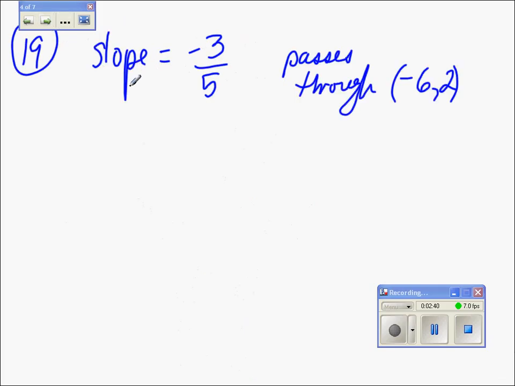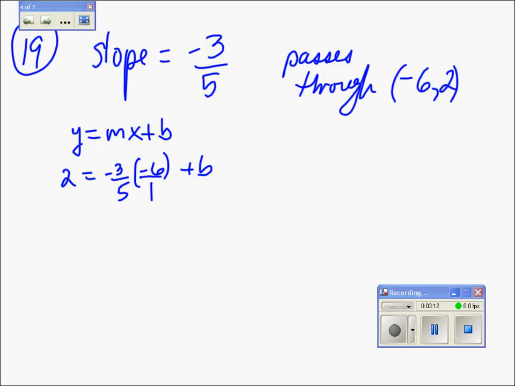Okay, number 19 is a bit of a review question. If you remember, this was a type 2 or type 3, one of those two. You're trying to find the equation of the line using the slope and a point through which this line passes. If you remember what we do know about a line, everything can be summarized in this equation, y equals mx plus b. We'll put our slope in here. I'm going to take this y value, which is 2, and put it in, and the x value is negative 6, plus b.